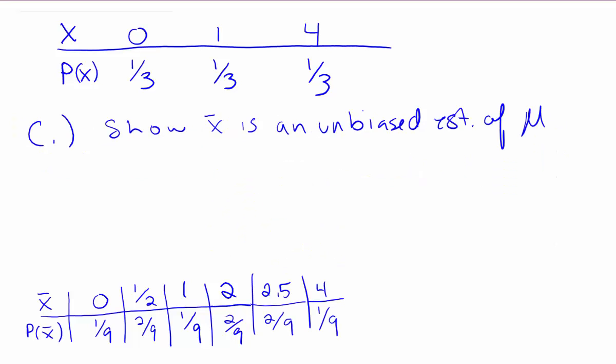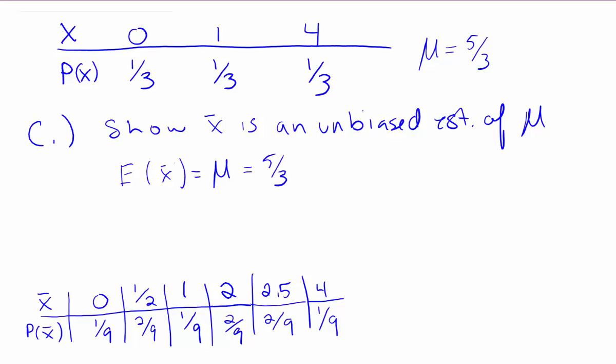All right, the last question this problem asks us to do is to show that x bar is an unbiased estimate of mu. So we already saw that the mean for the original distribution up here was 5/3. In order to show that x bar is an unbiased estimator of mu, we have to show that the average value for x bar, or in other words, the expected value of x bar, which remember is just the average of x bar, is equal to mu, which is supposed to be 5/3. The question is, can we show that the average value for x bar is 5/3? Well, I think we can.